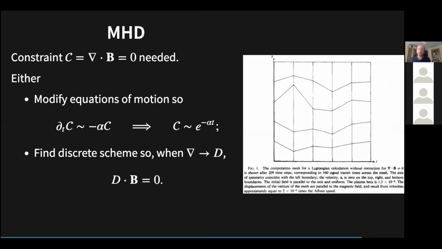So I want to talk about the additional steps that we need in order to evolve once we add magnetic fields to the problem.